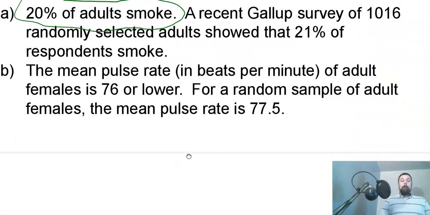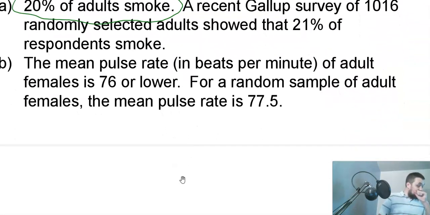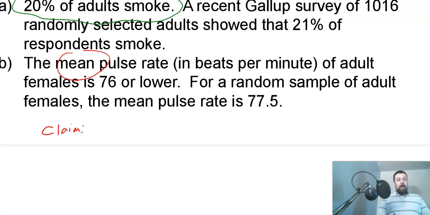Part B: the mean pulse rate, in beats per minute, of adult females is 76 or lower. So here the claim is that the mean, which we represent with mu, is 76 or lower. Lower would be less than, but it could also equal 76. So it's going to be less than or equal to 76.